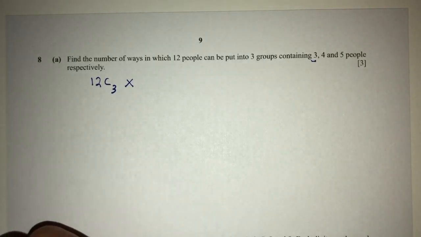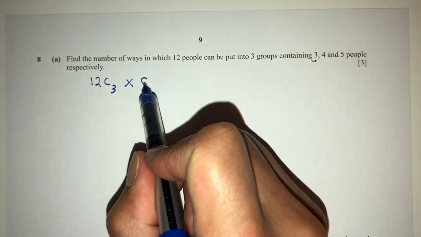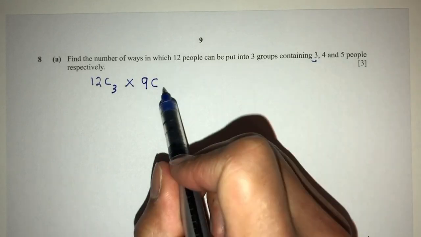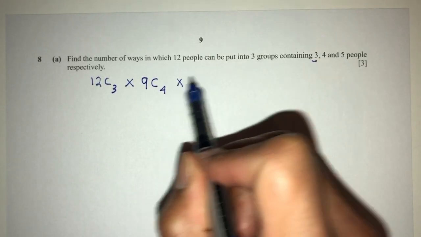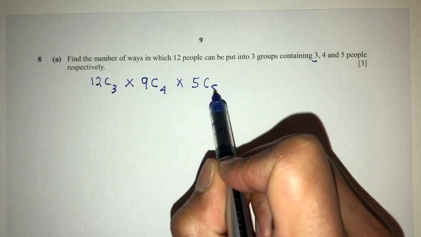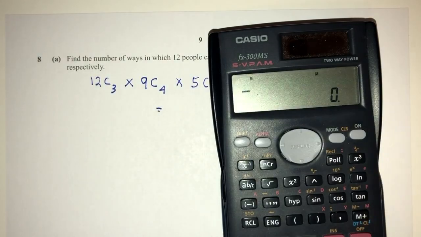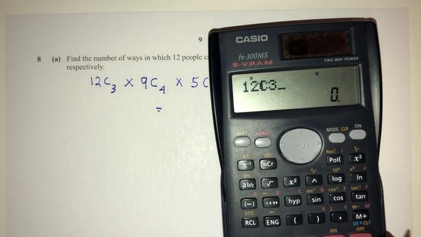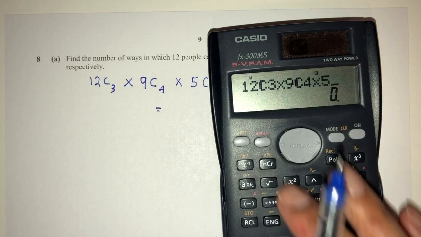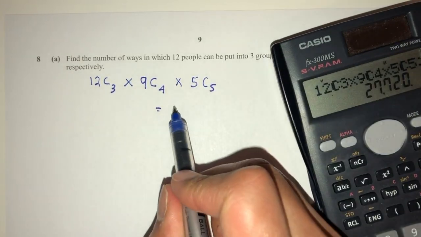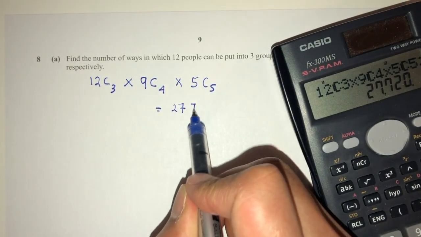Now from the remaining people, 12 minus 3 will be 9. So from the 9 people, I can choose the 4. And then from the remaining people, I will just choose 5. 12 choose 3 times 9 choose 4 times 5 choose 5. That should be 27,720.